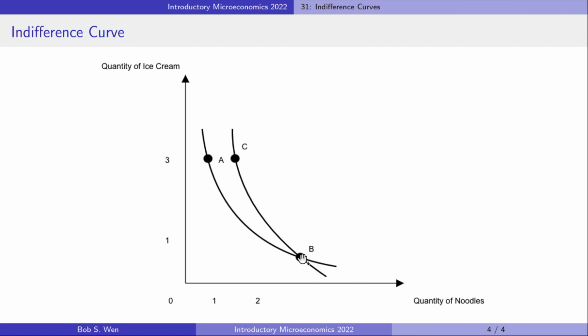If I1 and I2 intersect at point B, the bundle at point A must be indifferent to the bundle at point C. However, it is in contradiction to the assumption that more is better.